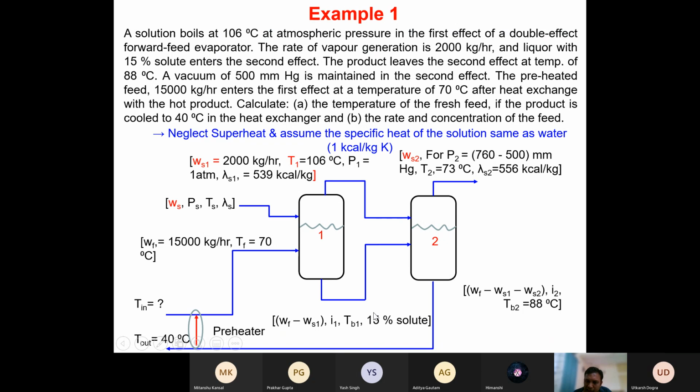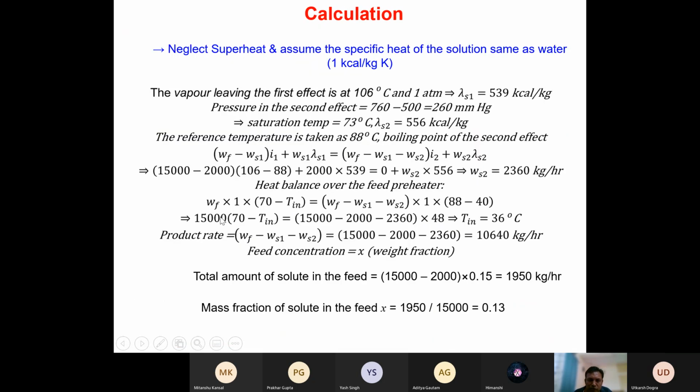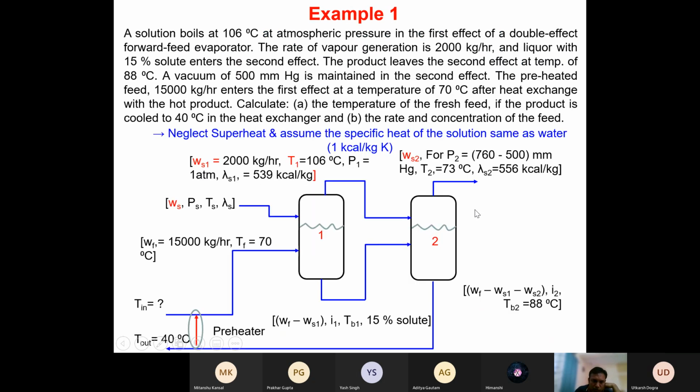That will be the amount of heat transferred by the product coming out from the second effect, and it is used for preheating the feed. The feed being preheated is 15,000 kg per hour. So 15,000 into 70, the outlet temperature minus T in, should be equal to (Wf minus Ws1 minus Ws2), the total amount of product coming out from the second effect, multiplied by Cp dT, so 1 into 88, the outlet temperature of the product from the second effect, minus 40, the temperature of the product after exchanging heat in the preheater. That is what is given in the problem.